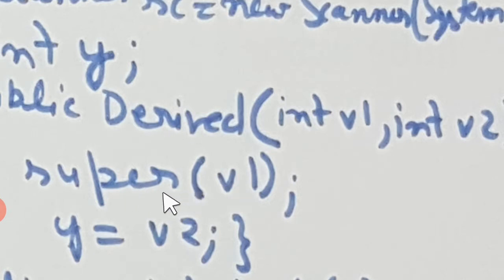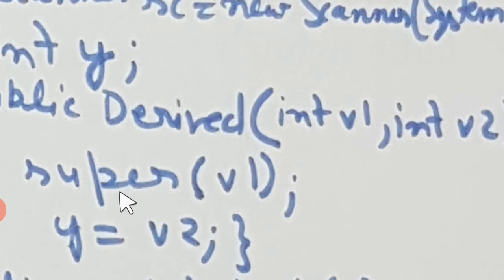Now this is the most important line of this program which I want to discuss. We don't write here x equal to v1. The constructor of the base class is never inherited. So we need to invoke the base class constructor. And to invoke the base class constructor, we always write the super keyword. Super and parenthesis, obviously, because it's a constructor.